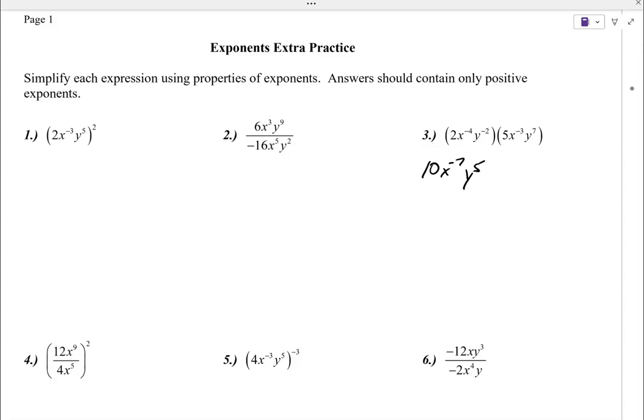Now notice the problem also asks you to write your final answers with only positive exponents. Well, we've got a -7 there on the x for the exponent, so what do you do with it? Yeah, put it over the denominator, right? So the final answer here would be 10y to the 5th over x to the 7th. Does that make sense?